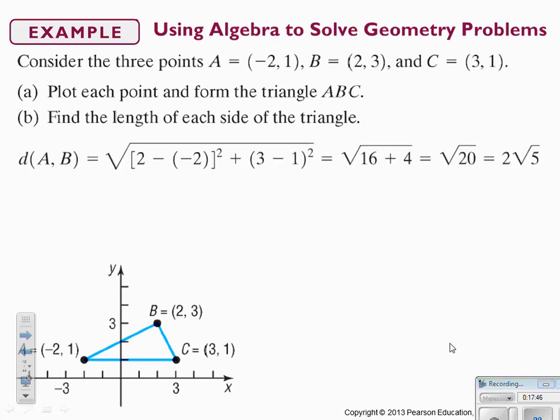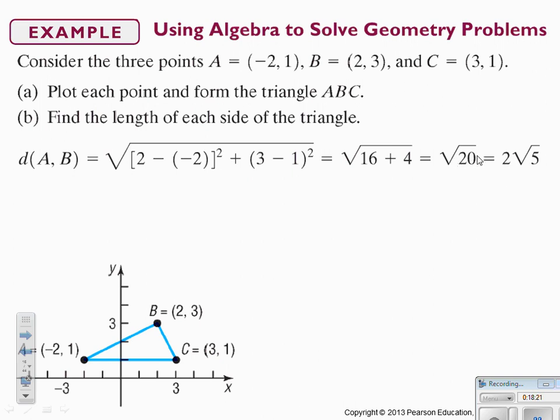Okay, so the distance from A to B, all I need to do is plug in my x2 minus x1, square it, my y2 minus y1, and square it. 2 plus 2 is 4. 4 squared is 16. 3 minus 1 is 2. 2 squared is 4. 16 plus 4 is 20. And the simplified exact value for the square root of 20 is 2 root 5.